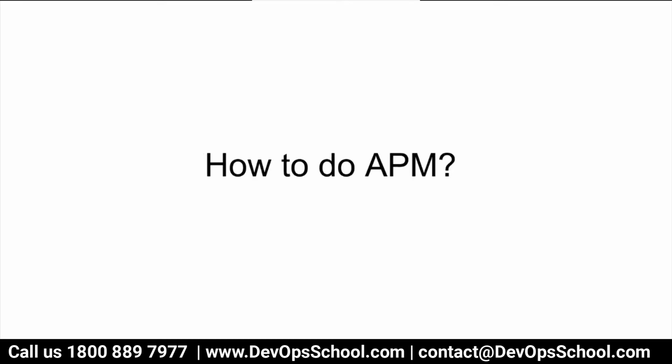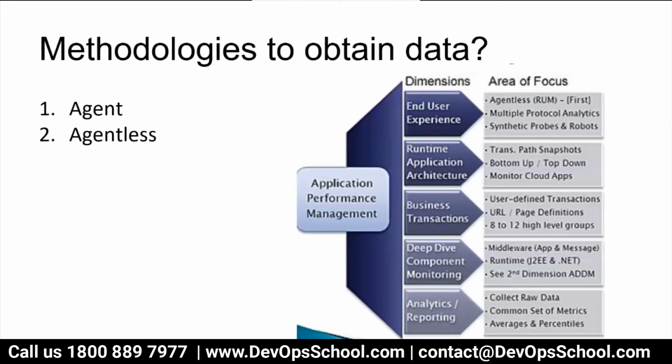So the next question is, how to do APM then? Okay, I understood what APM is. Why do we need it? I understood. What are the roles and responsibilities? I understood. But the question is, how do we do that actually? How to do APM? So guys, there are two ways to obtain the data from the different sources.